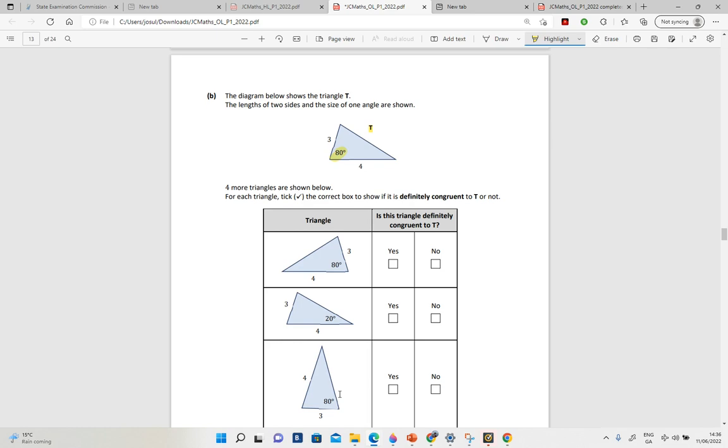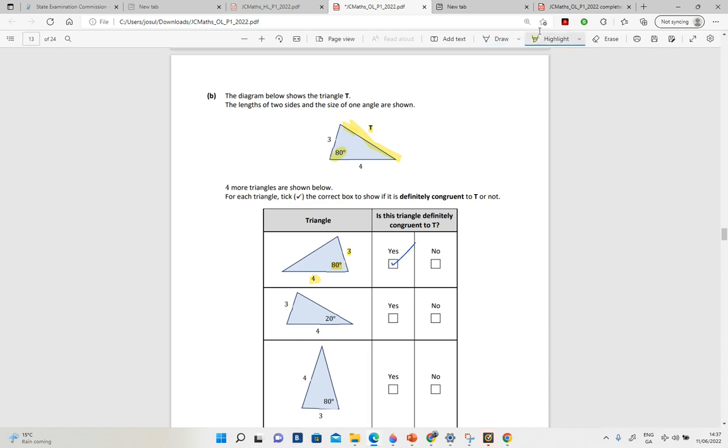For congruence, if all sides are the same size, you know they're going to be congruent. However, we don't have the length of this side here, so we can't use that property. We don't know what that is. It probably is 4, just looking at it, but we can't say for sure, so no good to us. However, you can use other rules to test for congruence. If you know two sides, say a 3 and a 4, and you have an angle that's the same, then you can say that it's congruent. So this one we can say is congruent.